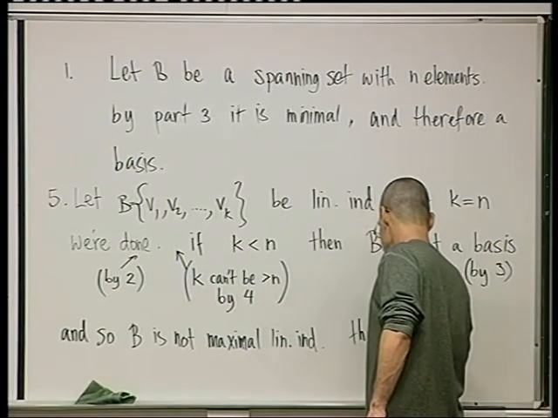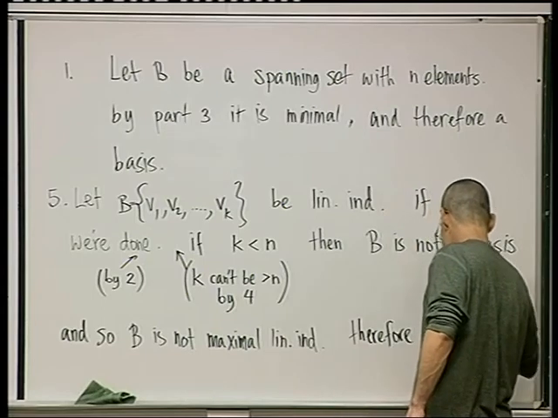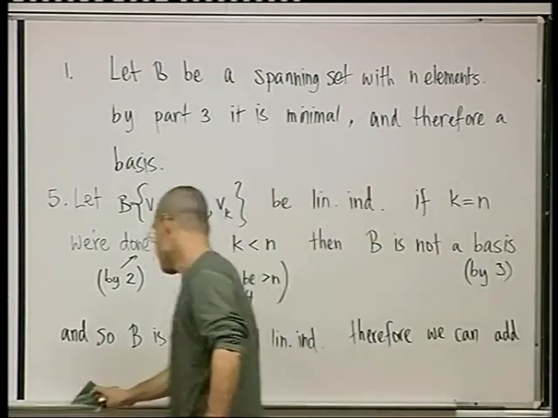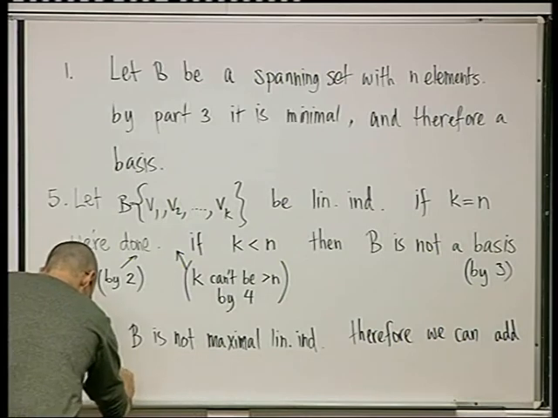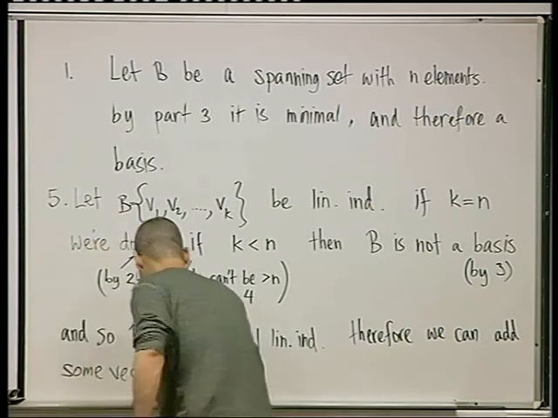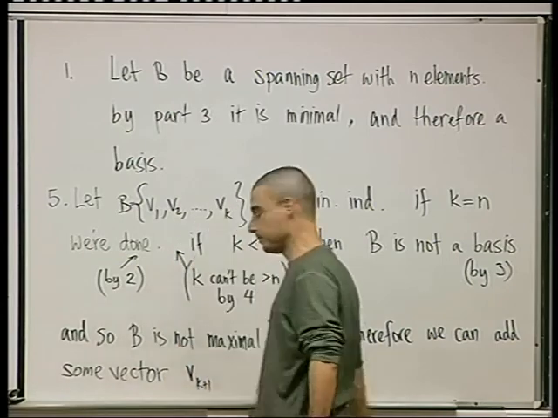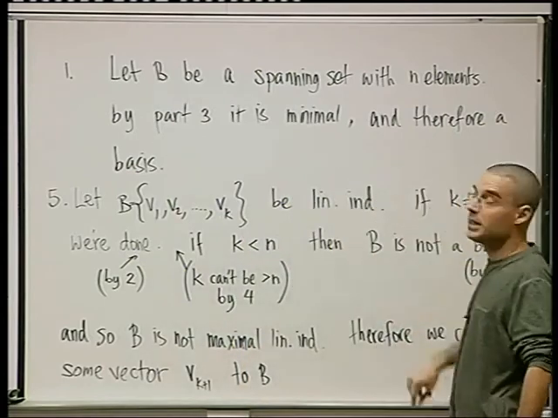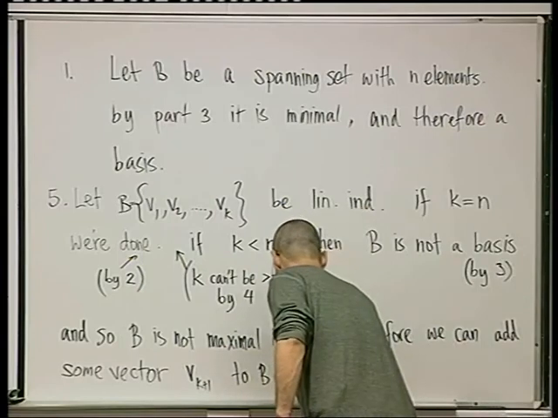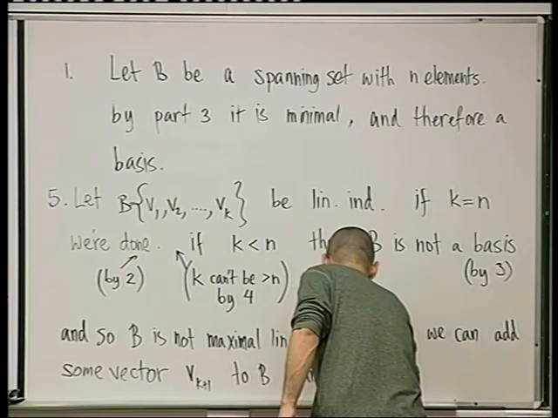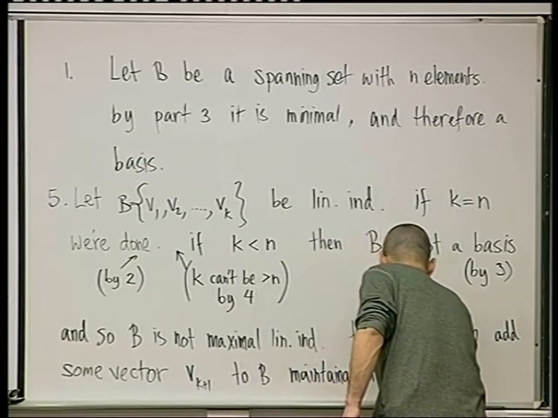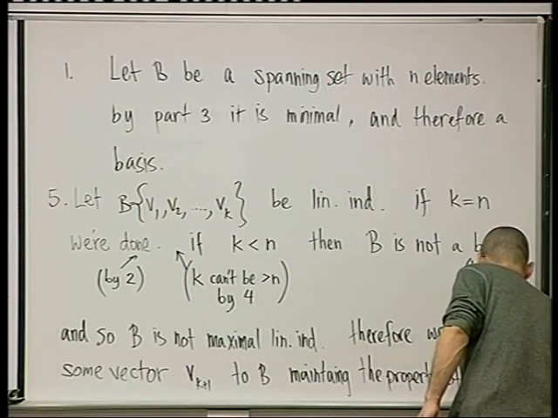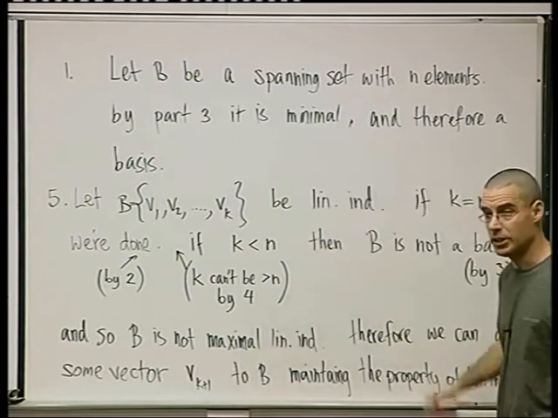Therefore, we can add some vector, let's call it VK plus 1, to B and preserve the property of being linearly independent, maintaining the property of linear independence. So B together with this guy is still linearly independent.